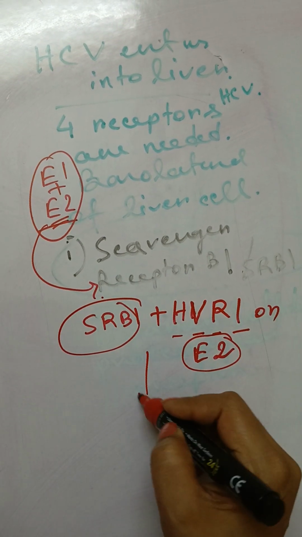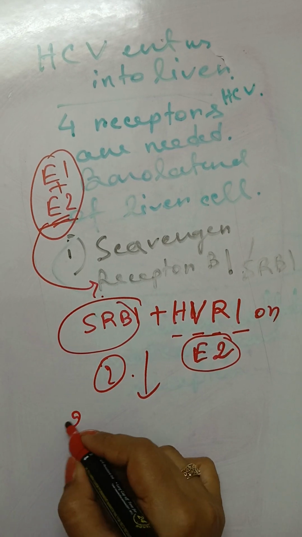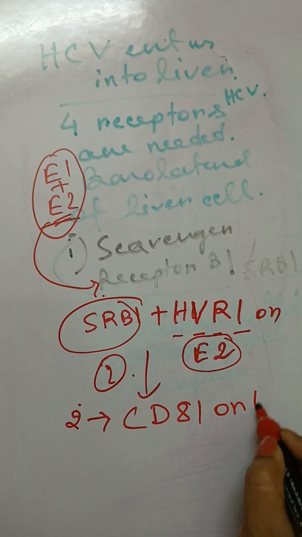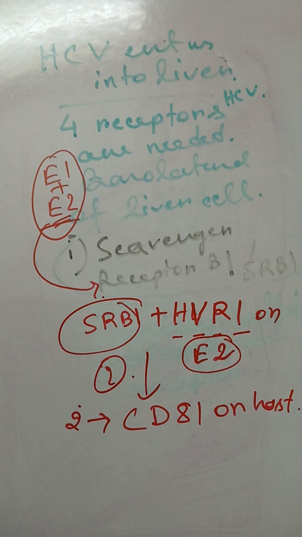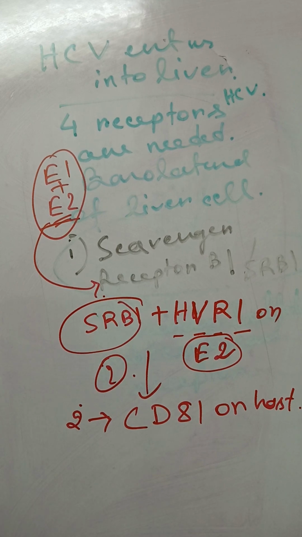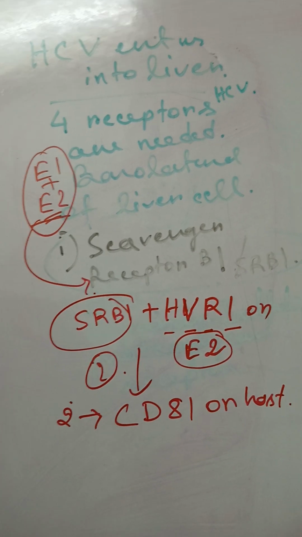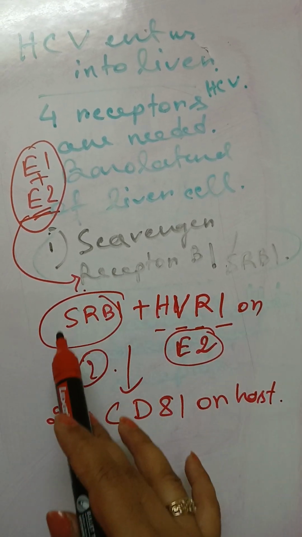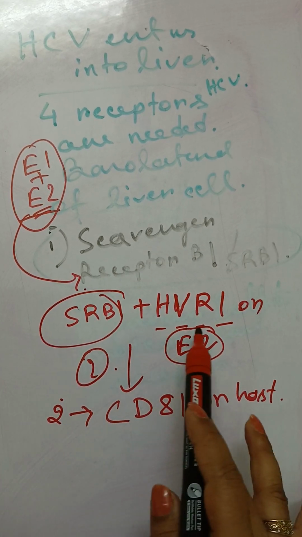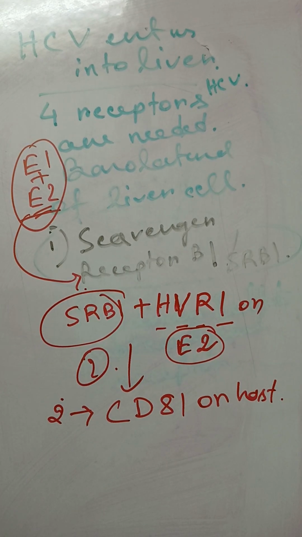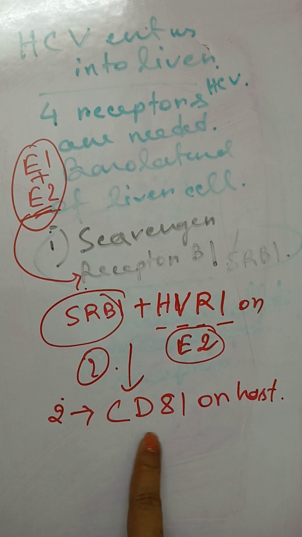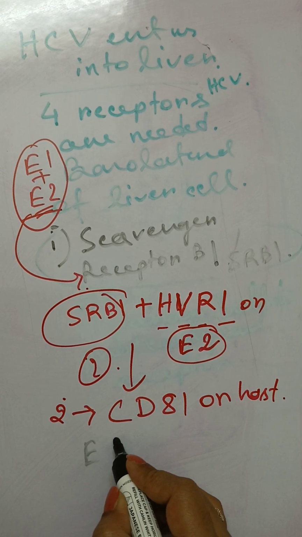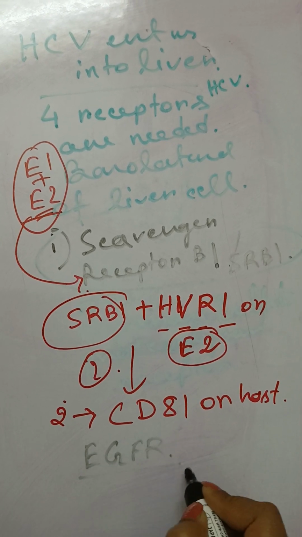Now after that, the second binding starts with the second receptor, known as CD81, on the host cell surface, that is the basolateral surface of the liver cell. I'll not repeat the same thing again and again. So CD81 is present on the host cell surface. Now after the initial binding of SRB1 with the hypervariable region 1 of E2, that facilitates E2 binding to CD81. Why? Because there is another factor known as epidermal growth factor receptor, EGFR.